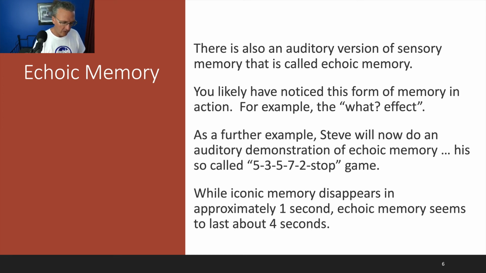So what I'm going to do is read a bunch of numbers, and at some point, I'm going to just say stop. And when I say stop, what I want you to do is kind of go backwards from stop. What were the numbers I said just before stop? Can you kind of hear them in your head? Okay, so here goes. Ready?